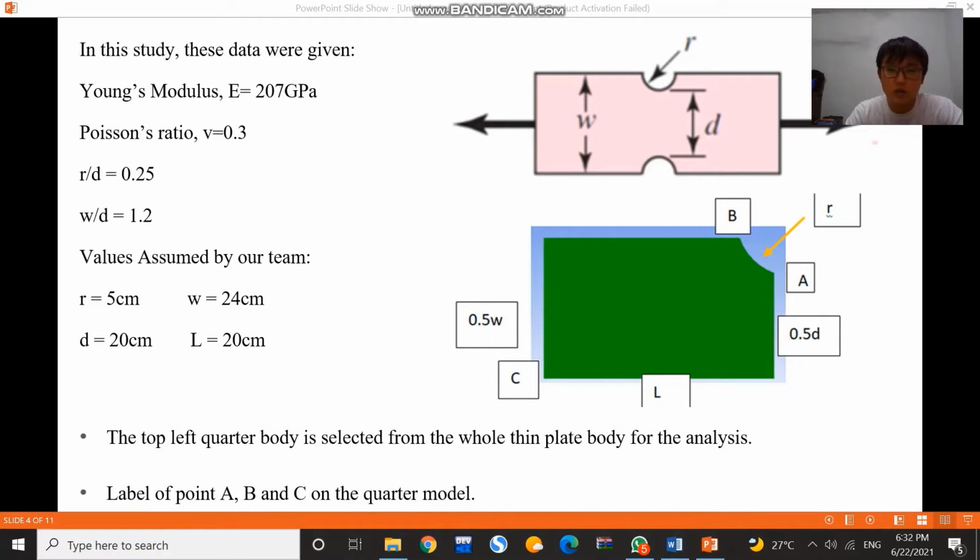Based on the data given, we have some assumptions on the values. For example, R is equal to 5 cm, W is equal to 24 cm, D is equal to 20 cm, and lastly L is equal to 20 cm also. As you can see, we have chosen the top left part of the body for the whole thin plate for the analysis, so the result calculated is the same for the entire body of the thin plate. We have labeled some points, for example point A, point B, and point C, on the model so that it is easier for our calculation.